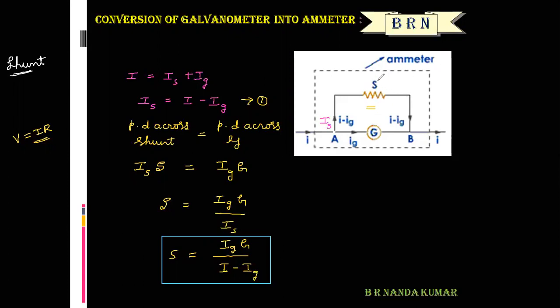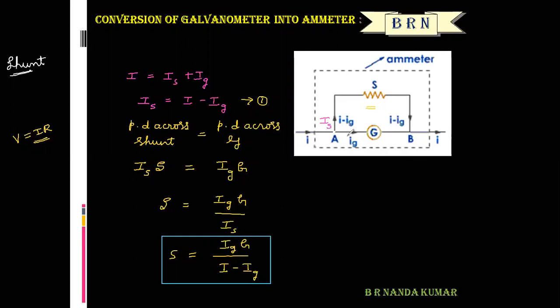So what is the meaning of shunt? Shunt is a very low resistance that must be connected in parallel with the galvanometer. Then the galvanometer is converted into an ammeter.